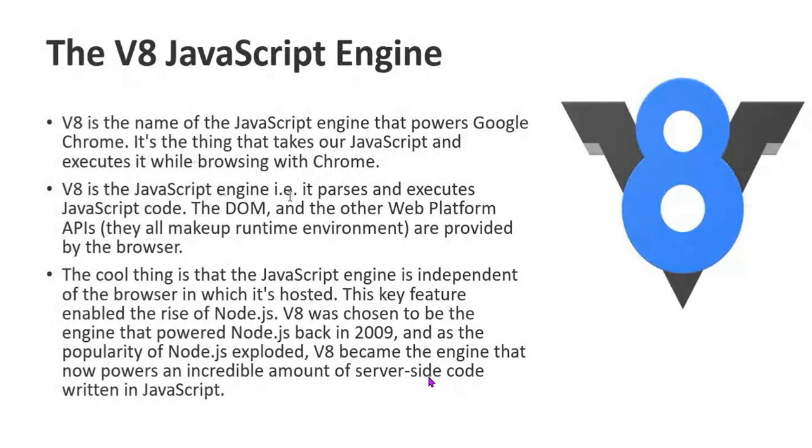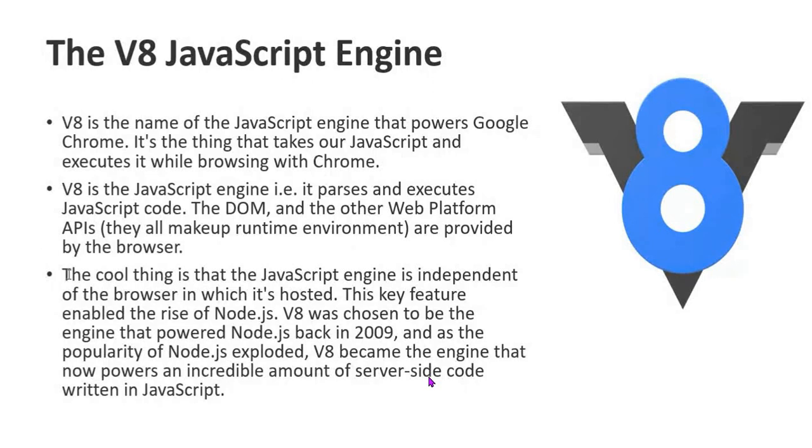V8 is the JavaScript engine that parses and executes JavaScript code, the DOM and the other web platform APIs. So to execute the JavaScript code in the browser, the DOM and the other web platform APIs, we have to use the V8 JavaScript engine, which helps to execute the JavaScript code in the browser.